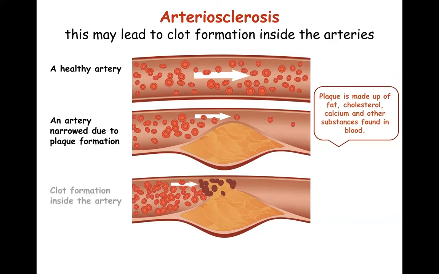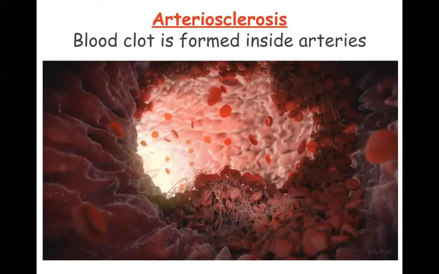This is called arteriosclerosis. As you can see here, in this case, the blood clot is formed inside the arteries. This is the inner lining of the arteries. A blood clot has been formed here on the inner lining due to deposition of plaque. Now, if the clot remains here, that also is not good. But if the clot moves along and blocks some narrow artery elsewhere, that is also not good.